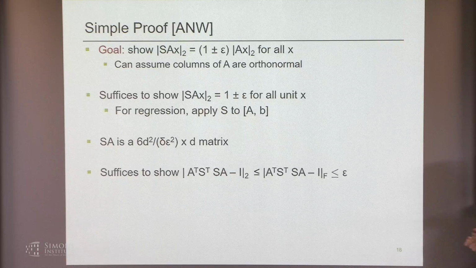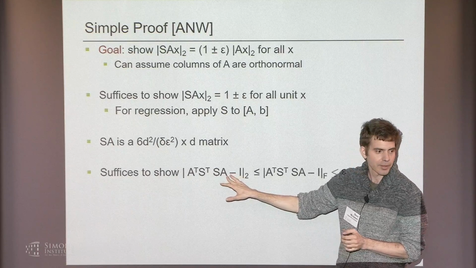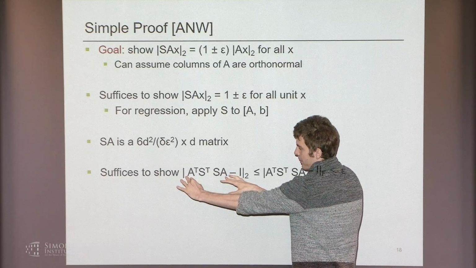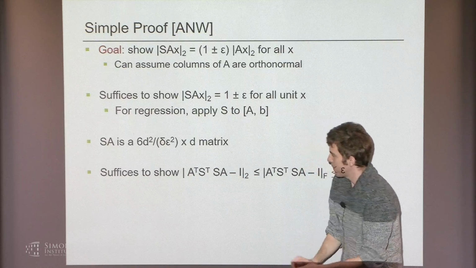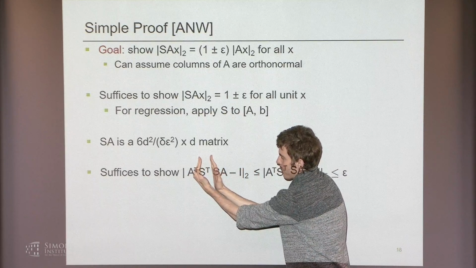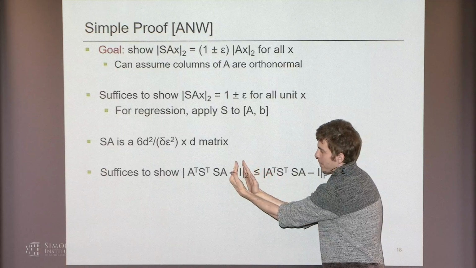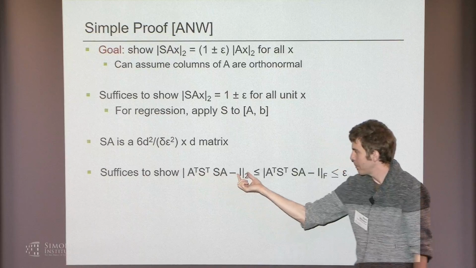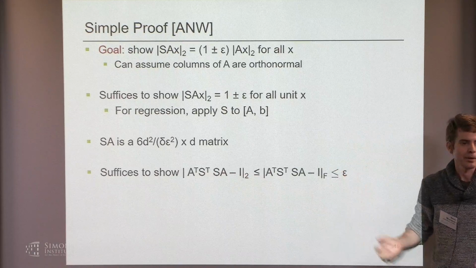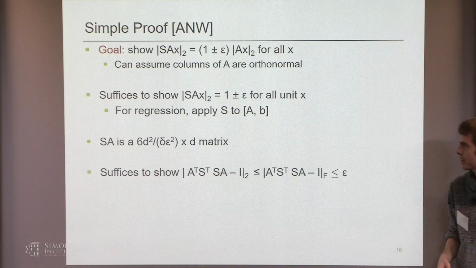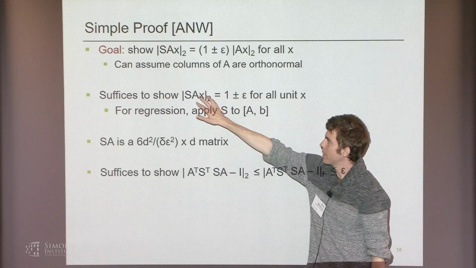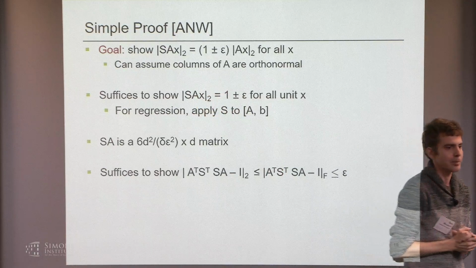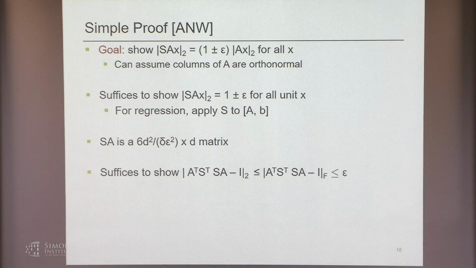Why is that? Because if I apply SA to any unit vector x, then x transpose x becomes the norm of SAx squared, and x transpose x is just going to become 1. It's a unit vector. So I'm saying the norm of SAx squared minus 1 is at most epsilon. That's the same thing as saying that for all vectors x, the norm of SAx is 1 plus or minus epsilon. So this operator norm captures all vectors. Is that clear?